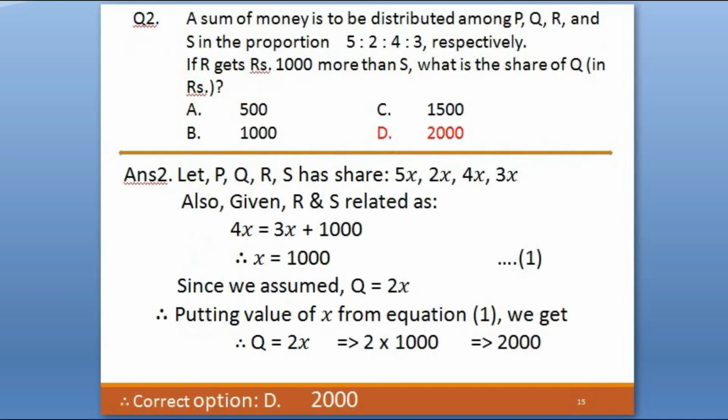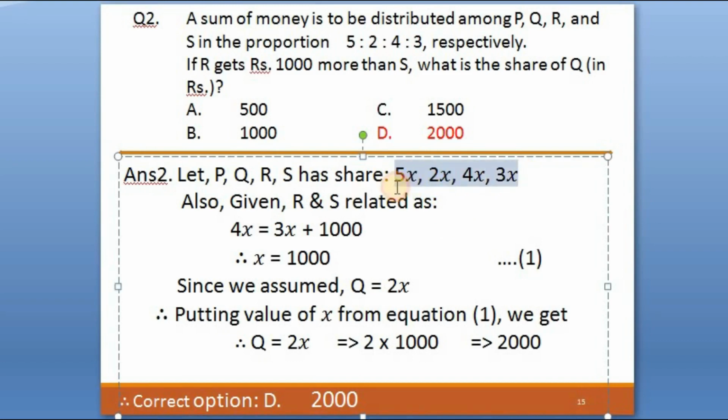First of all, what is given as PQRS? So these are basically 4 persons. So their ratio is given as 5:2:4:3. So we can assume that their shares are 5x, 2x, 4x and 3x, right?